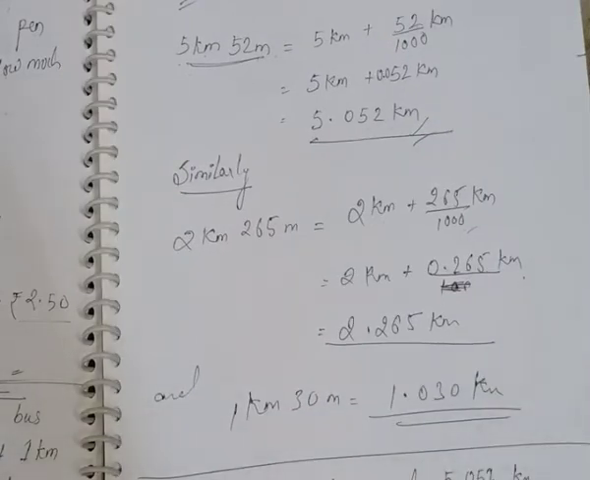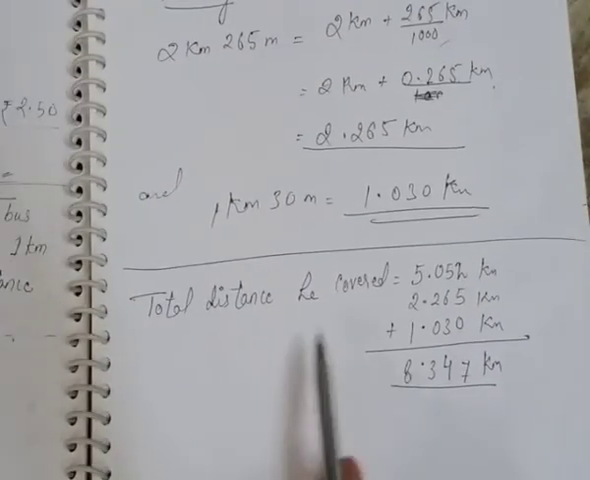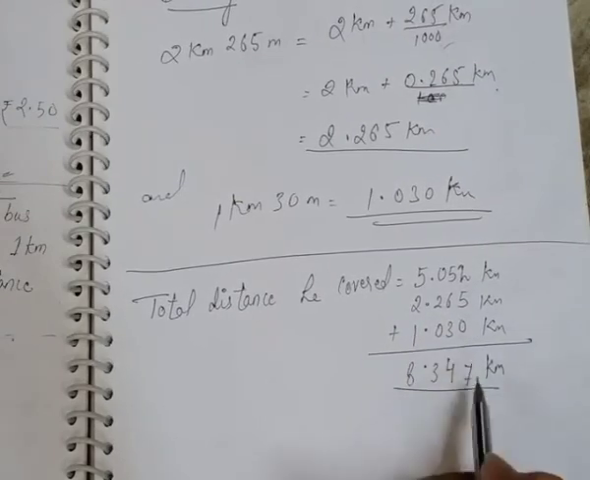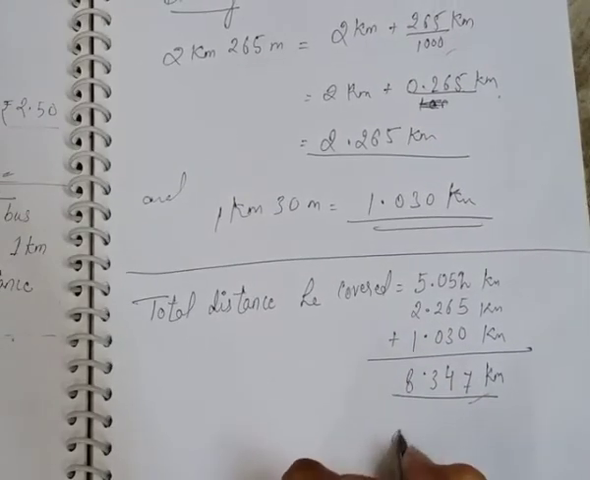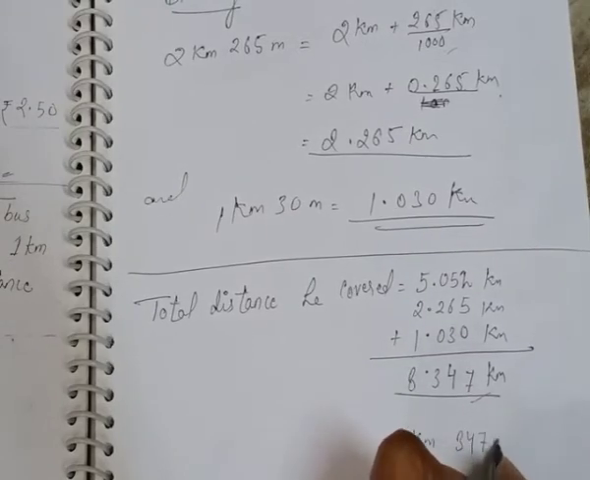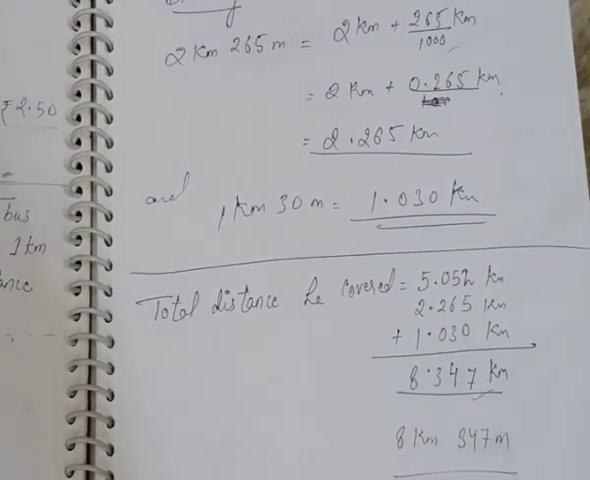Now we have to find the total distance he covered. For the total distance, we need to add these values. So the answer is this, or you can split it like 8 kilometers and 347 meters. We can write it like this also.